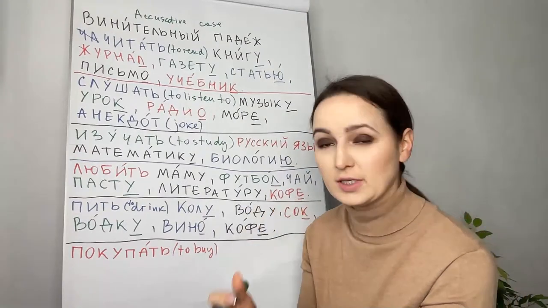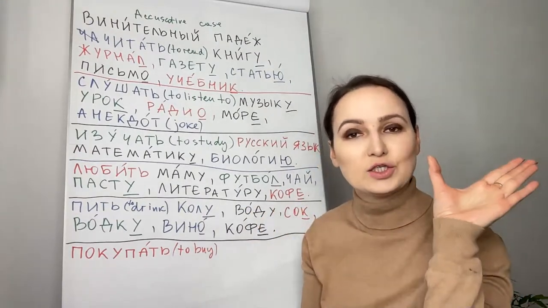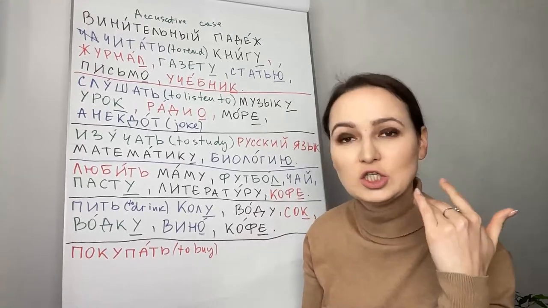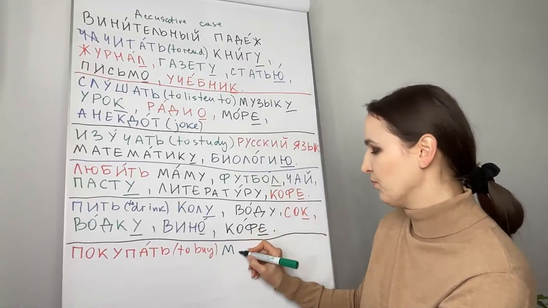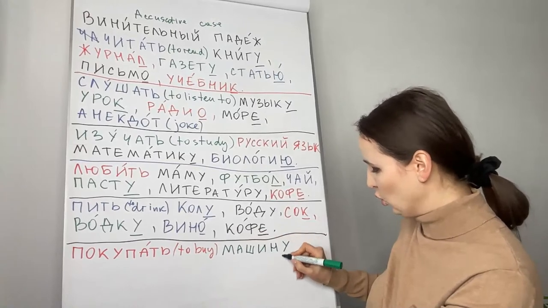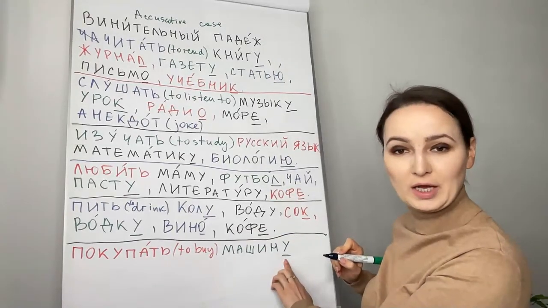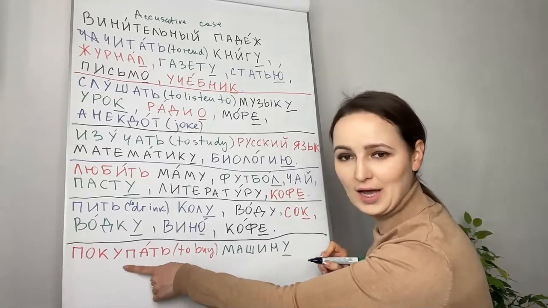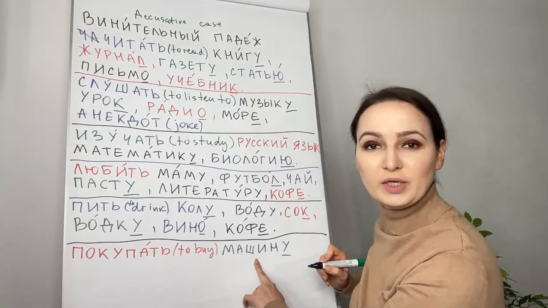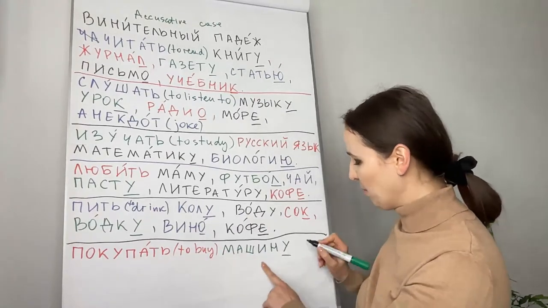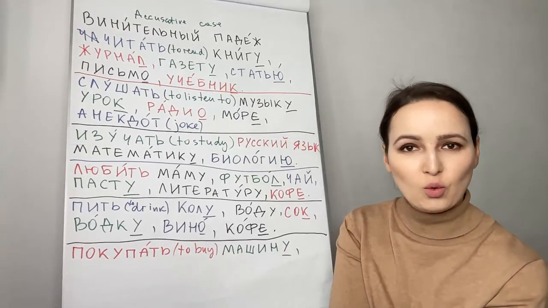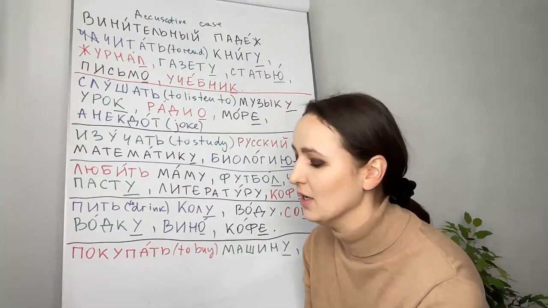Покупать, to buy, for example, a car. A car is машина. It ends in а, so it's feminine. We have to replace it with у. Машину. So I replaced а with у to make it accusative, because this verb asks for the following noun to be in accusative case. Покупать машину. To buy a car. Я покупаю машину. I buy a car. Or I'm buying a car.